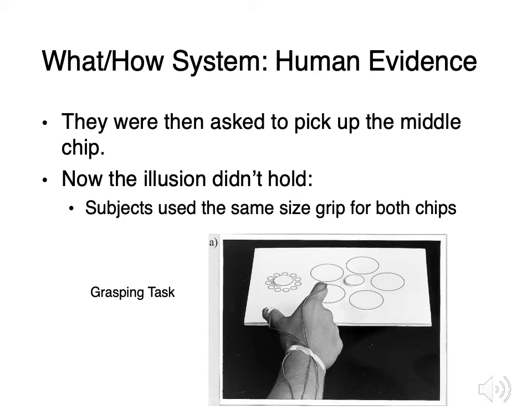However, when they were asked to pick up the center chip during a grasping task, subjects used the same size grip for both chips. The illusion didn't hold when grasping for an object. The vision for action stream, remember that's the where-how pathway, was seemingly unaffected by this illusion. So what does this suggest? Which pathway can we trick, the what or the where pathway? That's right, we can trick the what pathway.